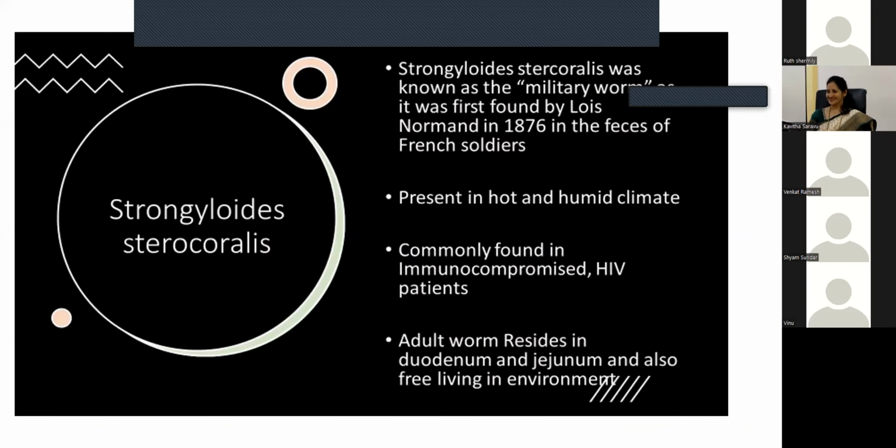This is basically Strongyloides stercoralis. It is also called the military worm. It was first found by Louis Normand in 1876 in the feces of French soldiers, and it is mainly present in hot and humid climates, commonly found in immunocompromised and HIV patients. Adult worms reside in the duodenum and jejunum, and they are also free living in the environment.